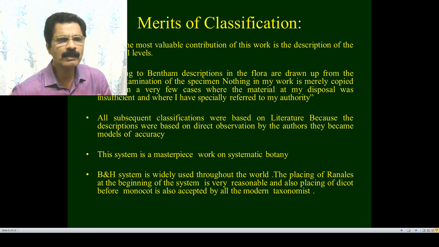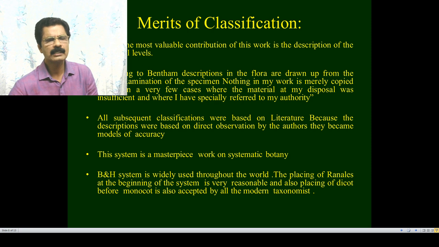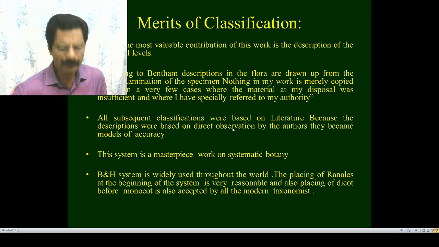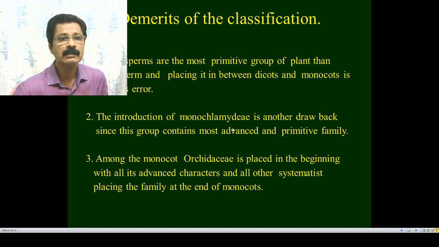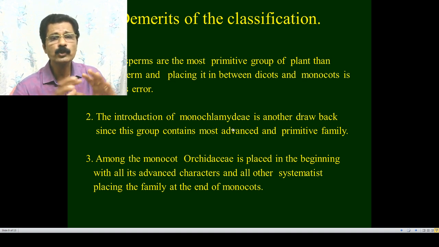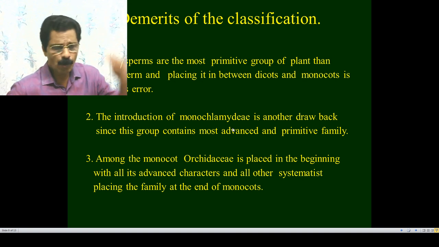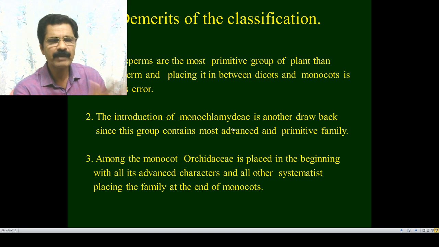Even though some demerits are also there. Some modern taxonomists have noticed some demerits. What are the demerits of Bentham and Hooker's system of classification? Gymnosperms are a more primitive group of plants than angiosperms, and placing them in between dicots and monocots is a serious error. That we have already discussed. They have placed gymnosperms in between dicots and monocots. That is one of the demerits.